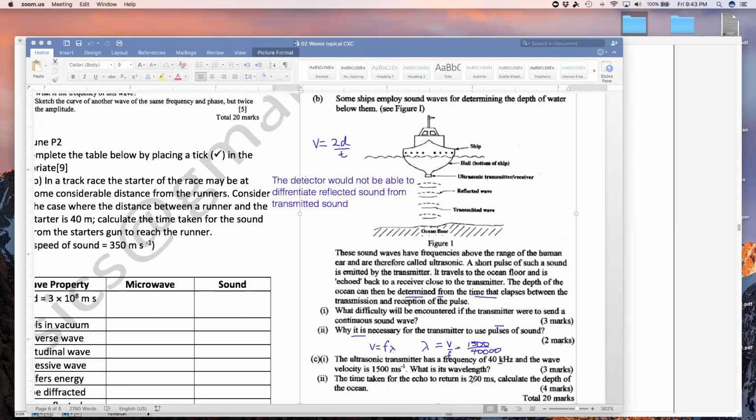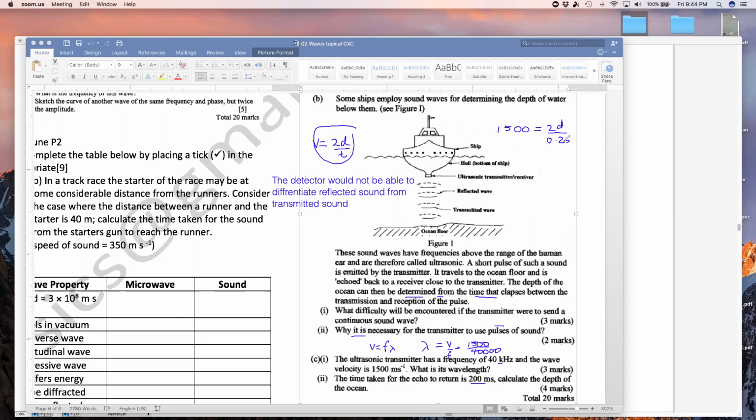Next part. The time taken for the echo to return is 200 milliseconds. Calculate the depth. So you know V is 1500. 1500 is equal to 2 times the depth over the time it takes for the sound to return, which is 200 milliseconds. So 200 milliseconds is really 0.2 seconds. So you just have to crunch the numbers and you get the depth. That's easy enough to work out.